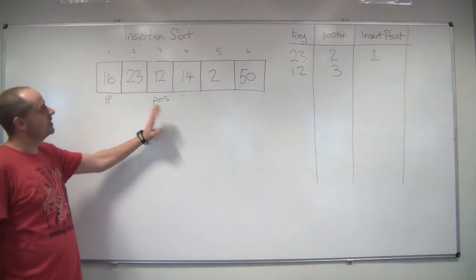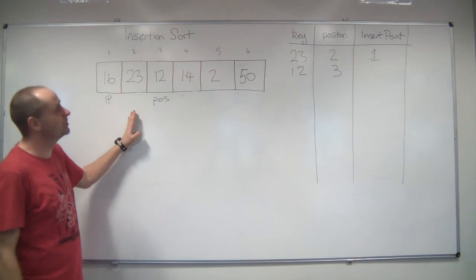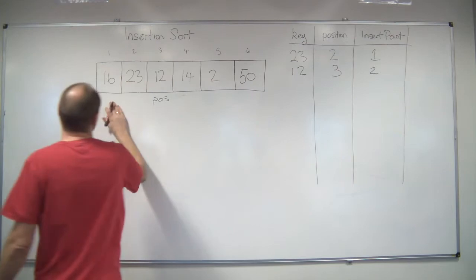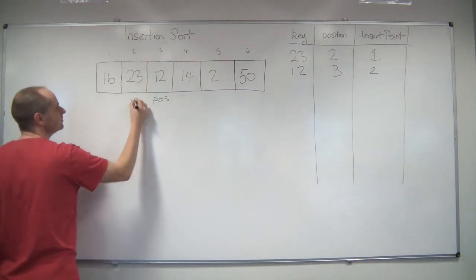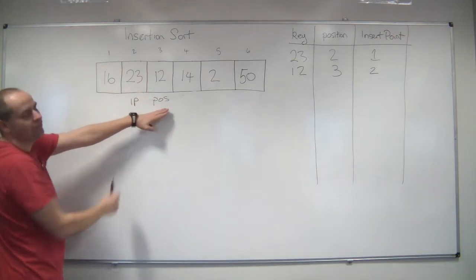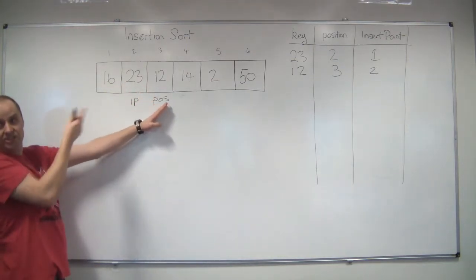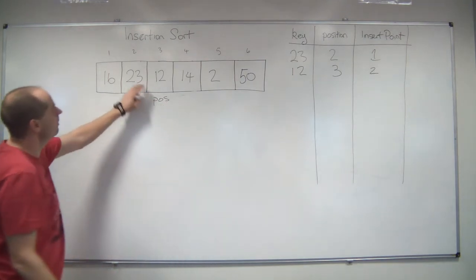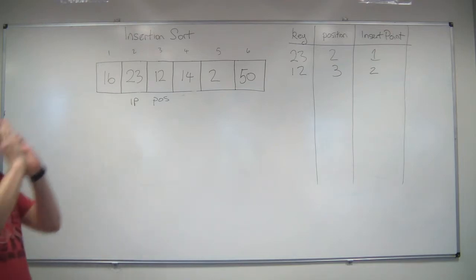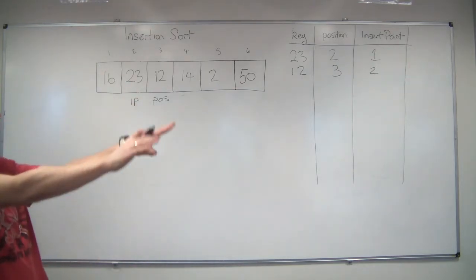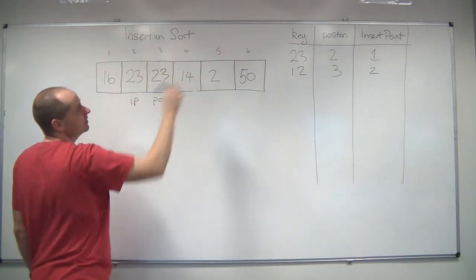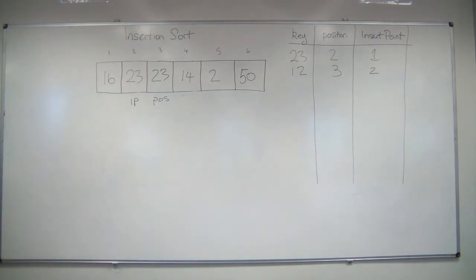The insert position is to the left of our current position, so the insert position is going to be 2. We look back through this list. We know that everything to the left of where we're currently looking is in order, and you can see it is. Are they in the right order? No. So we shuffle the value that's at the insert position across to the right. That's why we take a copy of 12, because we've now obliterated it.